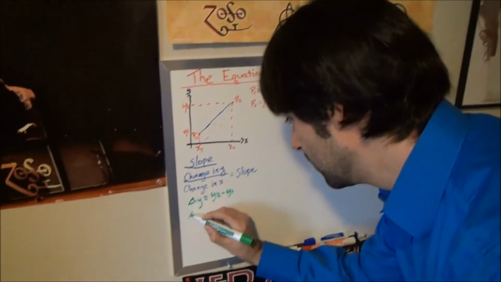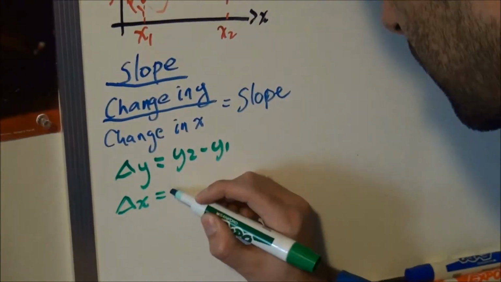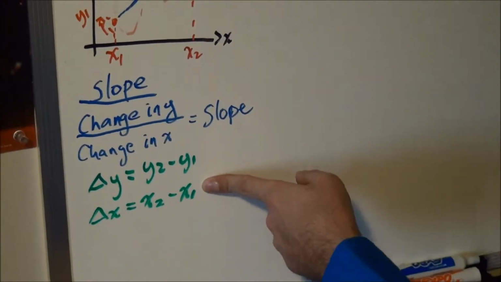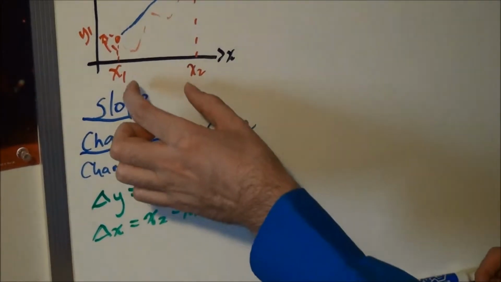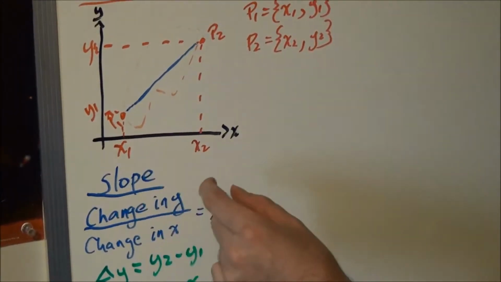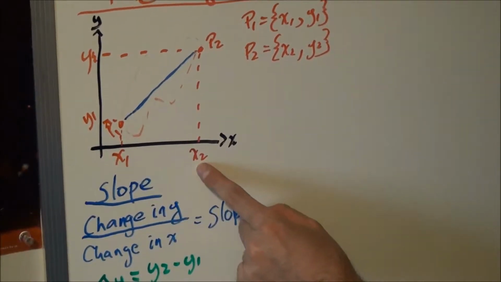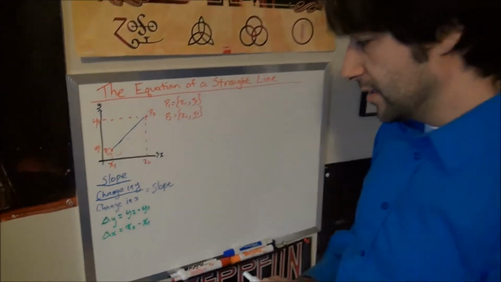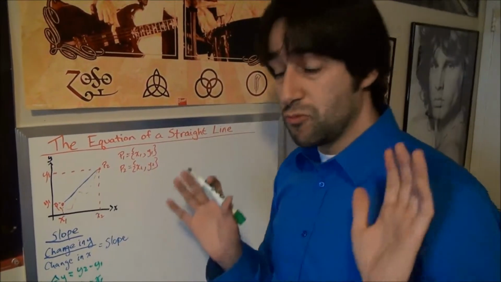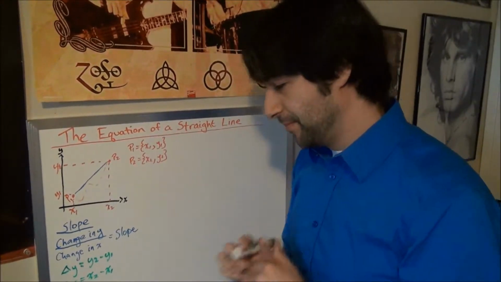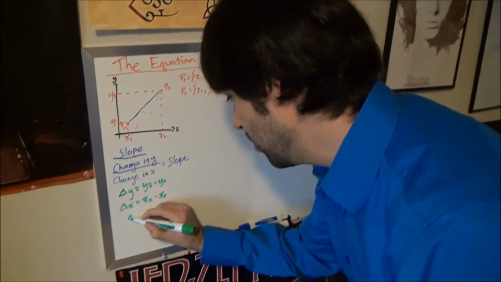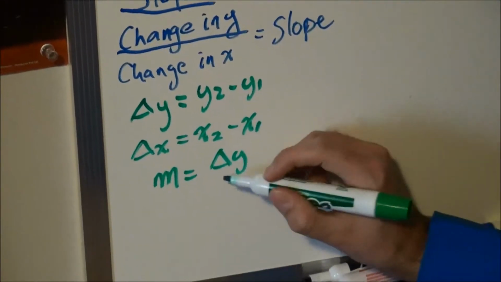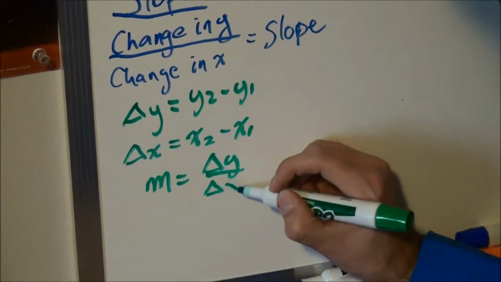And then just to check that I've written the right thing here, consider delta x as how much my x-coordinate changes. So if I go from here to here, the difference will be x2 minus x1. Therefore, we can write that the slope, and I will quite arbitrarily choose to call the slope m, we can write that our slope m is equal to delta y, the change in y, over delta x, the change in x.